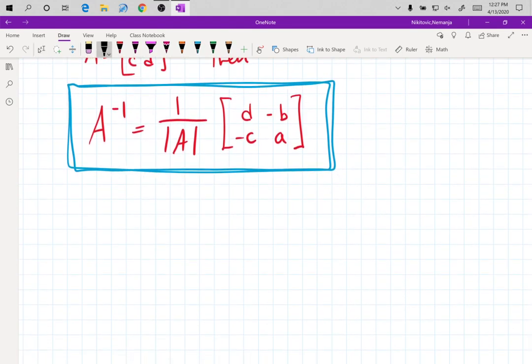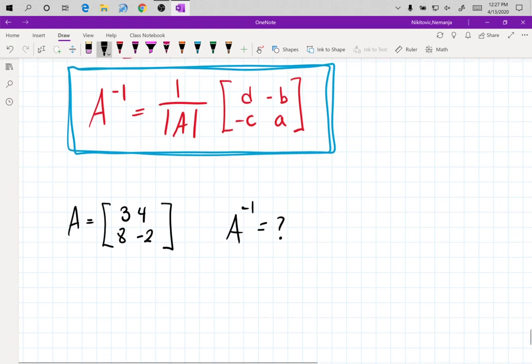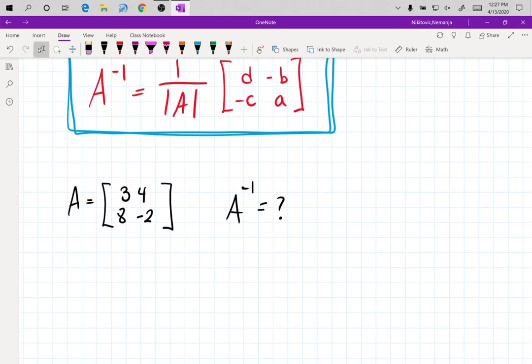Let's work out a matrix. Say A is 3, 4, 8, and negative 2. What is the inverse? Well, clearly we need the determinant first. So we find the determinant by negative 6 minus 8 times 4, which is 32. So altogether negative 38.